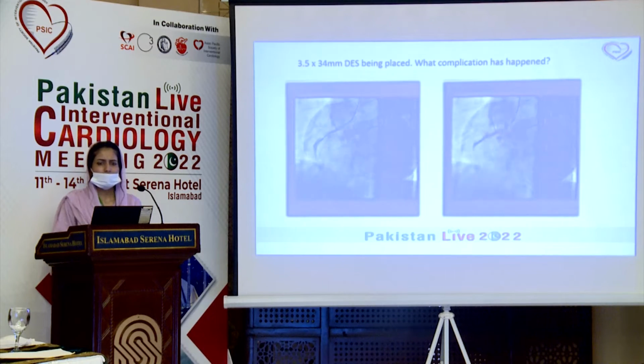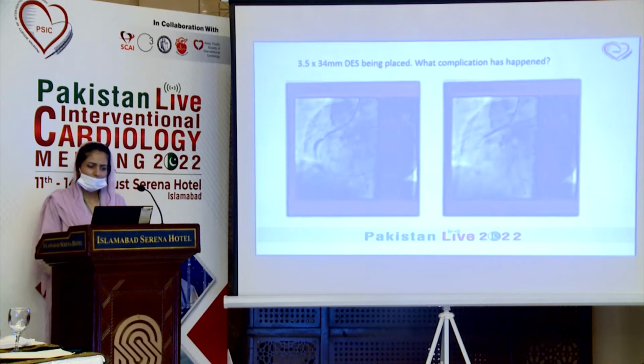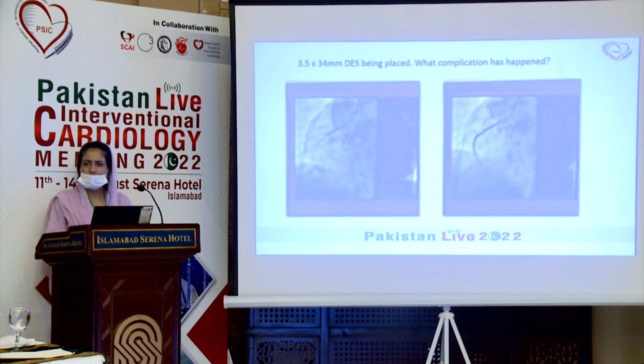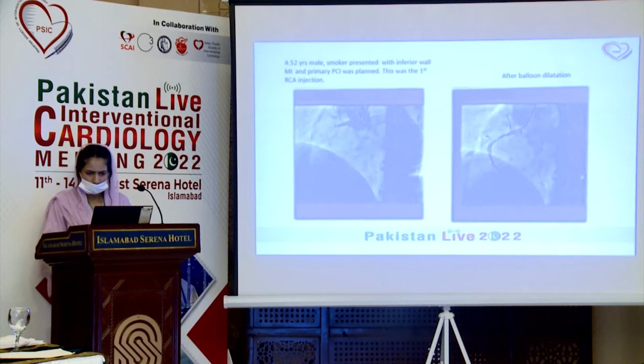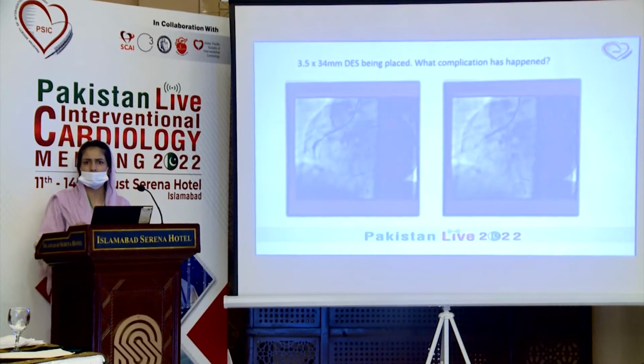In the third view, we can see that the stent is deployed and placed into the proximal RCA, and in the fourth view, after the deployment of the stent, there is no flow in the distal RCA. If we go back and look at the second image, you can see there is good flow into the PDA and PLV. Then what has happened in this situation?